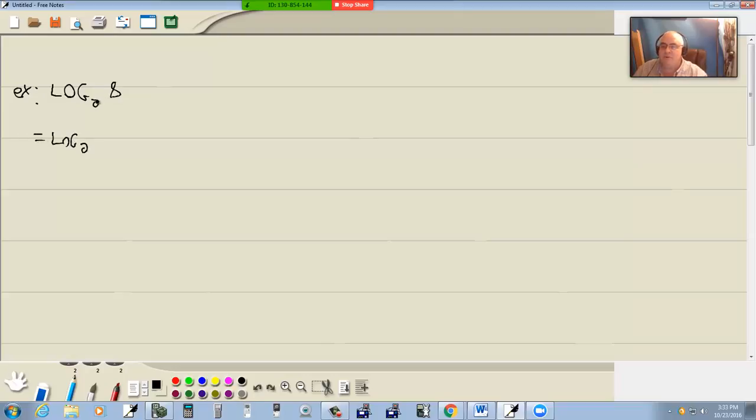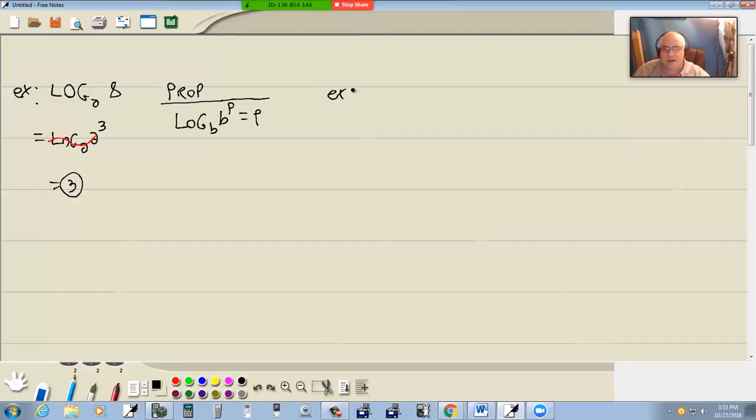Our base is 2, so what we're going to try to do is rewrite this 8 as 2 to the power. And that'd be 2 to the third. Now if those 2's match, then the log and those 2's are going to cancel, and the 3 drops out of the exponent, and that's our answer. Now the property for that says we got log base b of b to the p is equal to p.